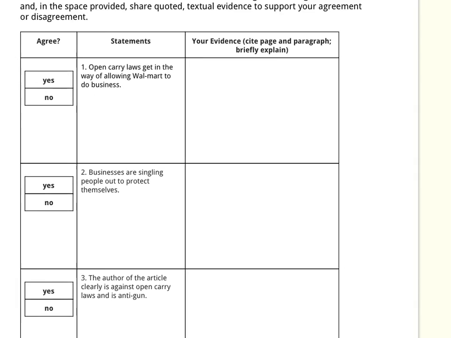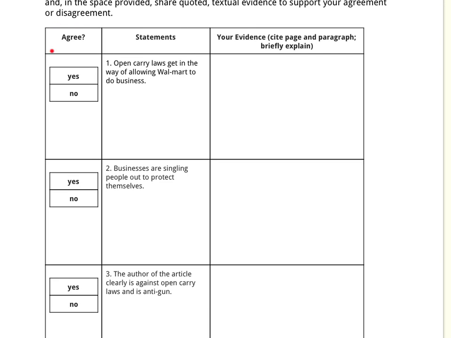This first column is, does the article agree with it? This is the article, not you, the article. And it gives you a statement. So does the article agree with the statement: open carry laws get in the way of allowing Walmart to do business. So you need to decide, is that a yes statement or a no statement? And you need to circle one of them. And then you need to find actual evidence from the article to support this.